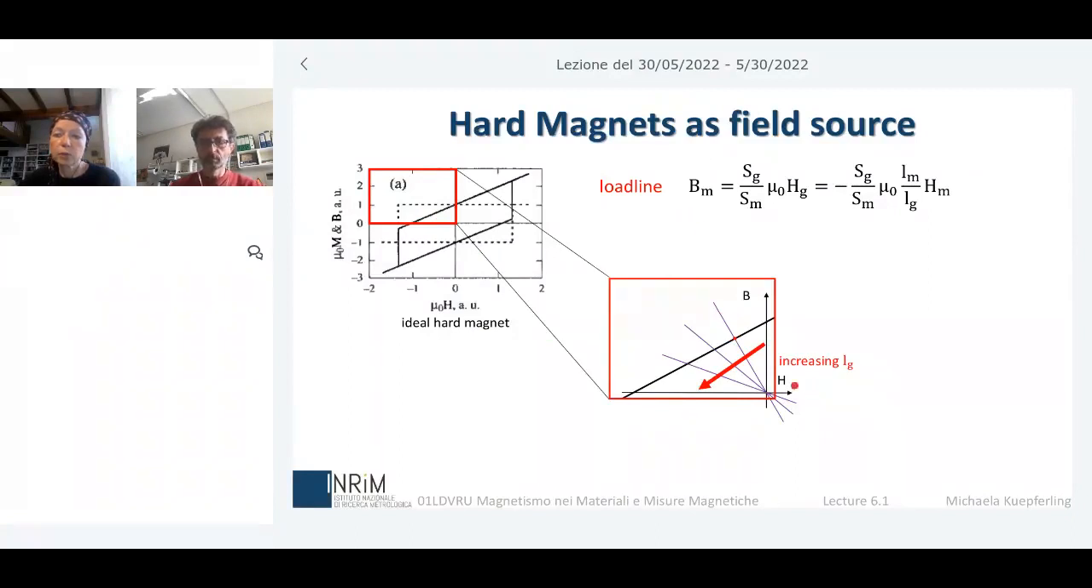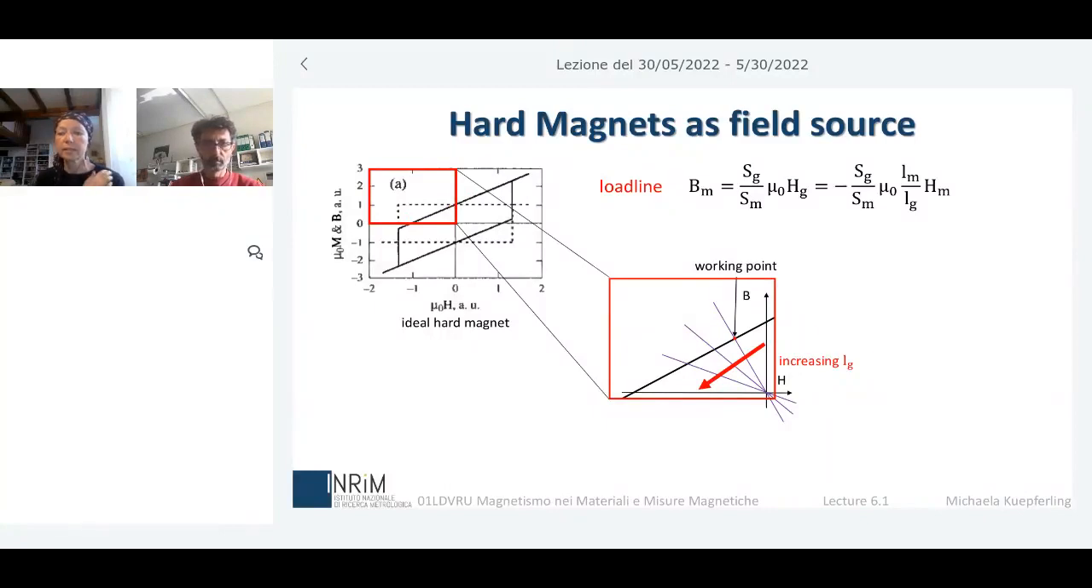And of course, we know that the slope is decreasing with increasing gap. So I plotted here 3 lines with increasing LG. And then you have a crossing point here with your hysteresis curve. And this is exactly the point where you're working in your application. So this is the working point, let's say.